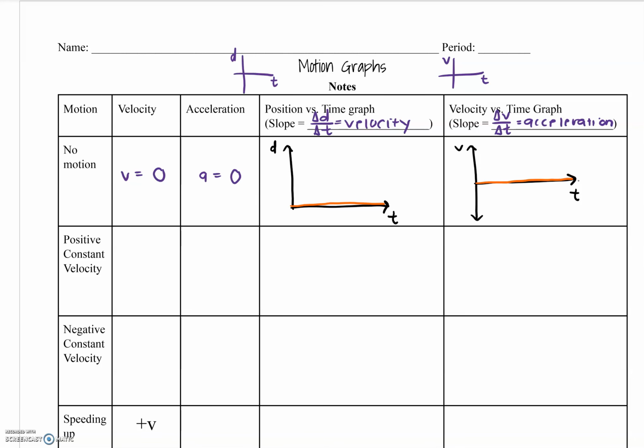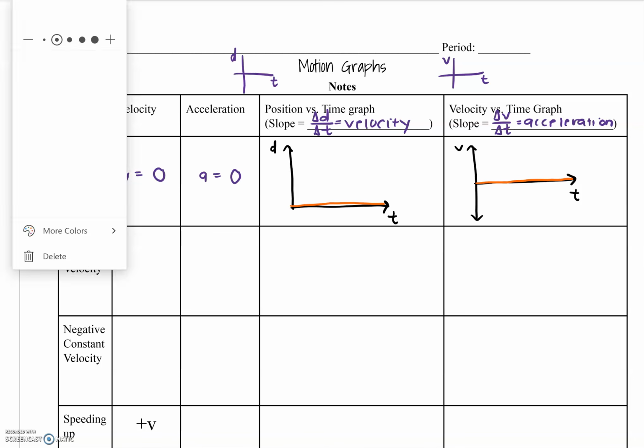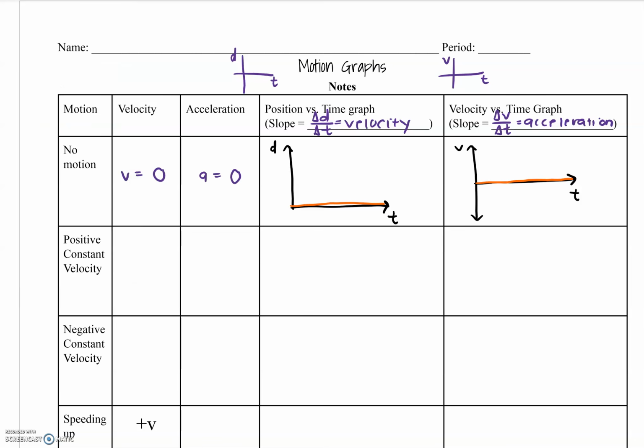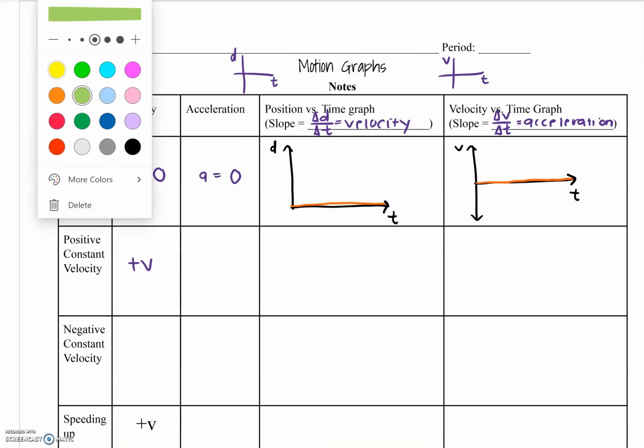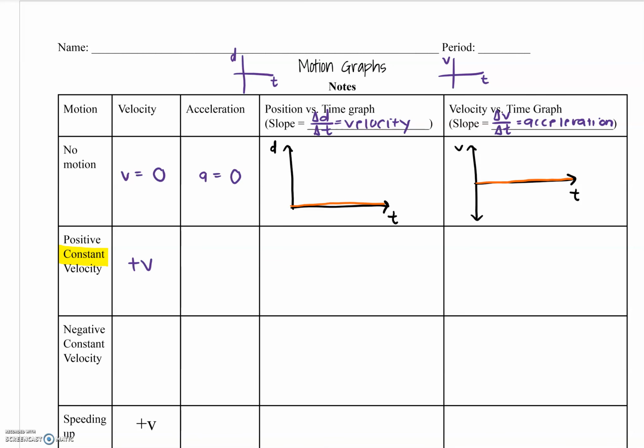Now, when we're talking about a positive constant velocity, that means that our velocity is going to be positive, so positive v, and since it's constant, okay, when there's a constant velocity, that means velocity is not changing. In other words, our acceleration is still equal to 0. Okay, so I'm going to go ahead and draw my position versus time graph. So again, position is on the y-axis, time is on the x-axis.